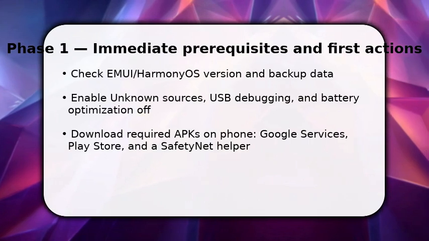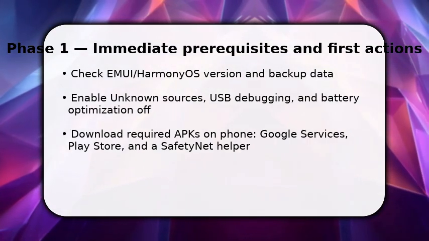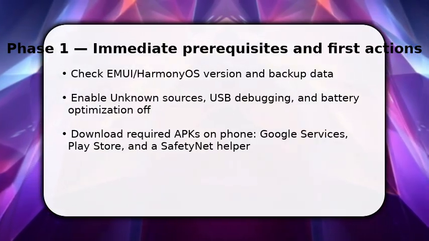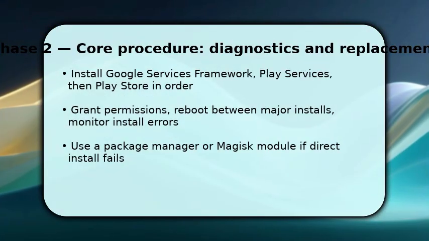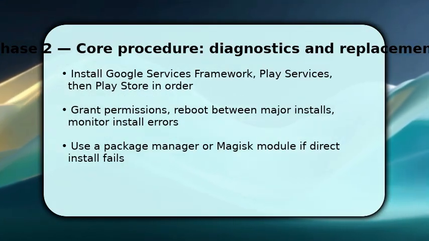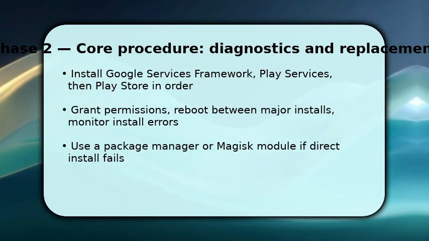Keep the phone charged above 50% and on Wi-Fi before installing to prevent interruptions or corrupted downloads. You now install core components in strict order. Google Services Framework first, then Play Services, and finally the Play Store. This ensures dependencies load correctly.